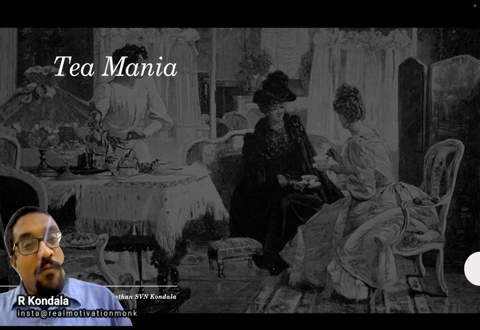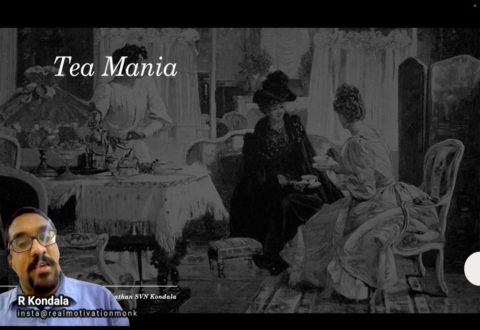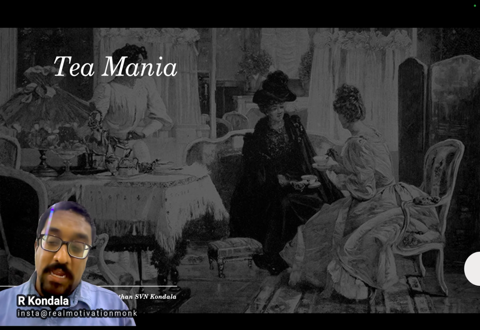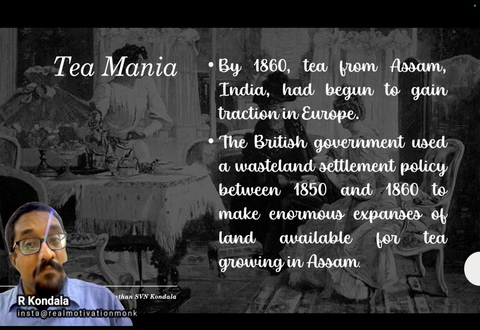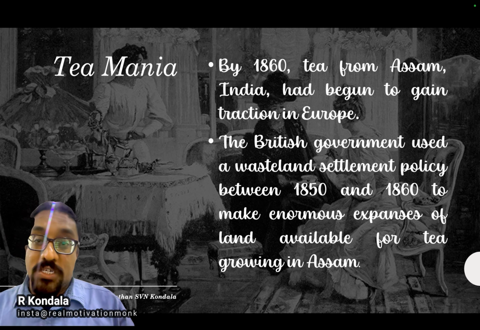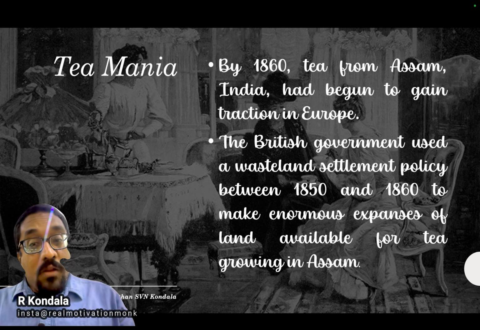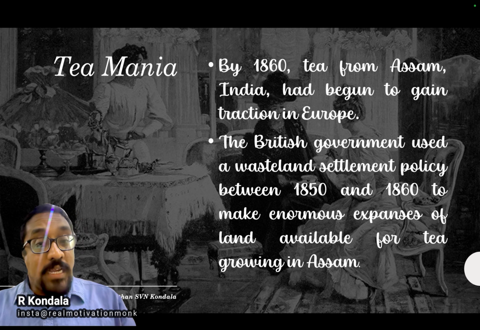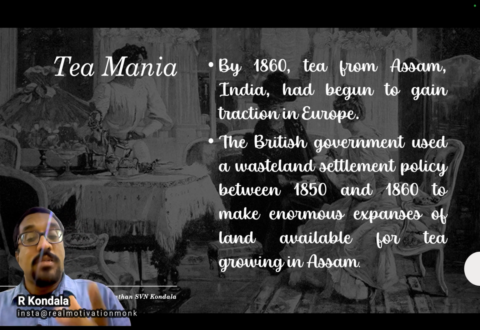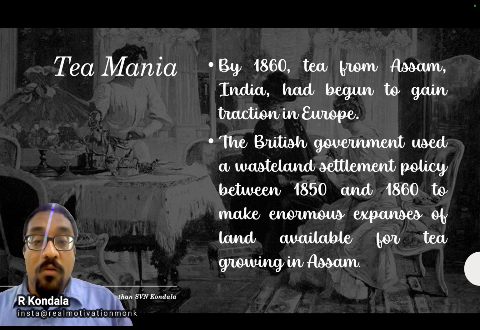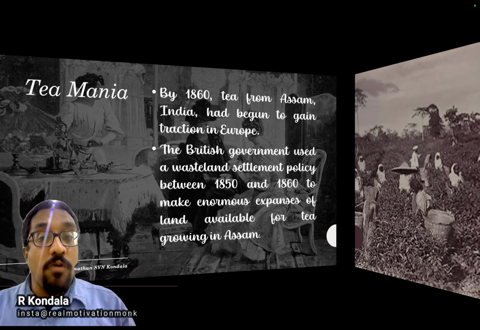Canning is known for making tea the most important aspect of British culture as well as Indian culture. Now, by 1860, tea from Assam, India, had begun to gain traction and popularity in Europe. So, the British government introduced a wasteland settlement policy in 1850 and 1860, mainly to make enormous expanses of land available in Assam for tea growing.